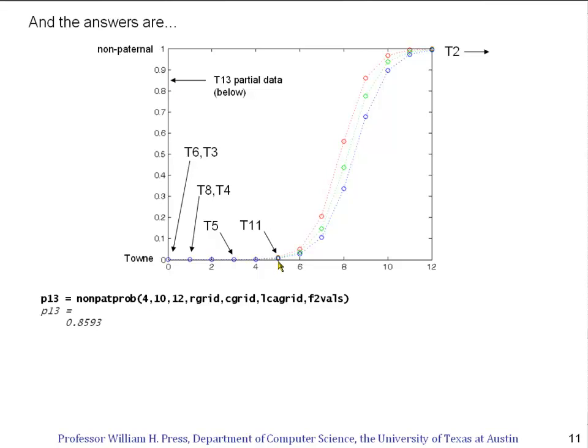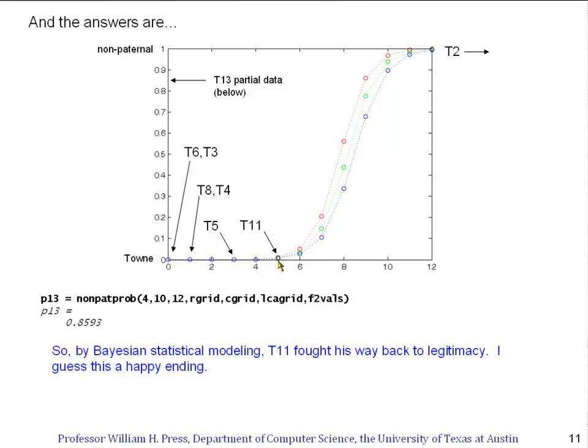T11 was the interesting one because T11 was the one with 5 mutations, and you see that by this mixture model, T11 has fought his way back to legitimacy. It does seem that within this model, his probability of being a descendant of Williamtown is quite good, well under, for example, the p equals 5% significance test level. So I guess this is a happy ending as far as T11 is concerned. T2, this one with 23 mutations, there's no way to possibly save.